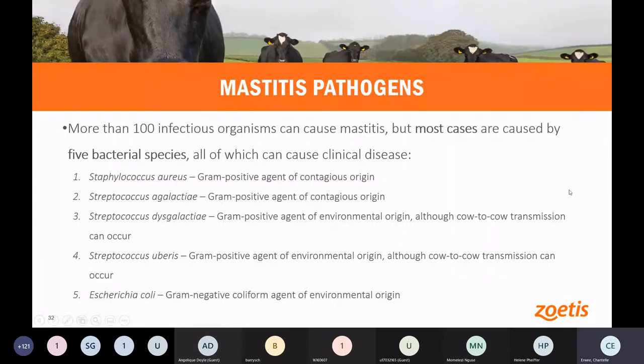Okay, so let's look at the different mastitis pathogens. There are many mastitis pathogens. I recently looked at a lab report of one of the farmers, and there were so many pathogens on there you can't even imagine. But we are just going to focus on the main ones, those that you see on the screen here.